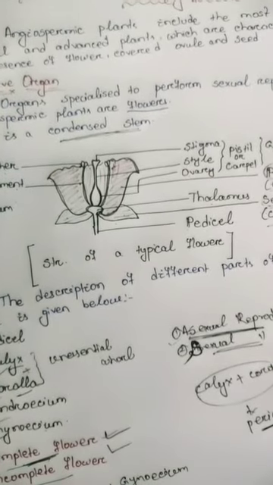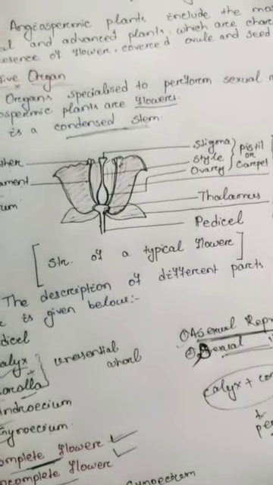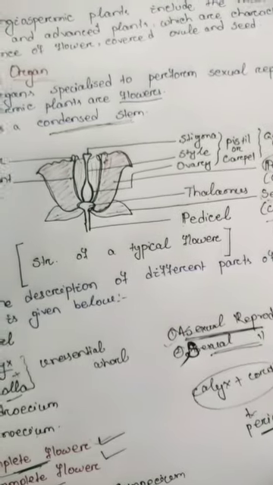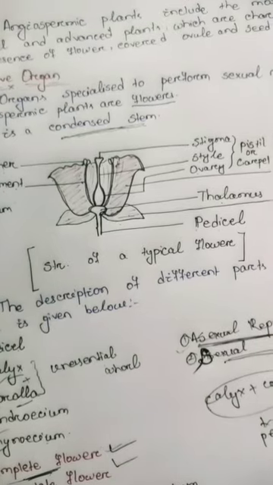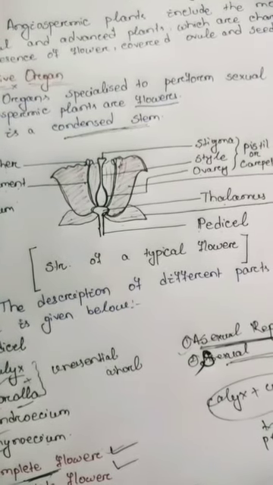So this is all about the structure of a flower. I hope you will easily understand this concept. In the next class, we will discuss some terms which are associated with the structure of a flower.